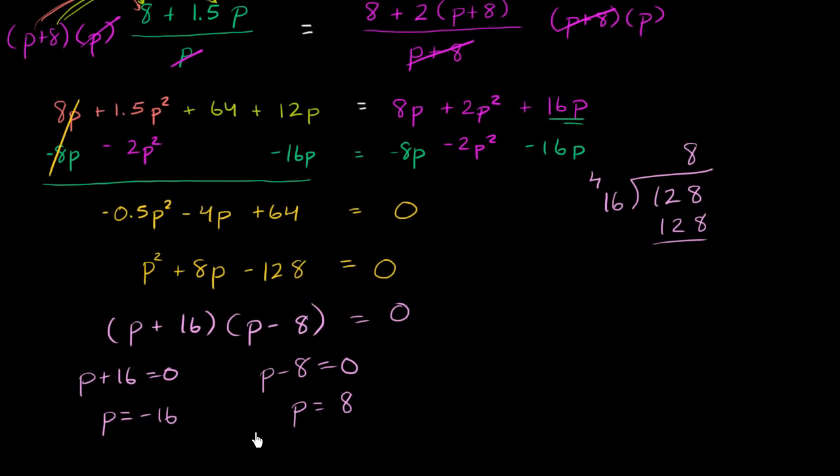Now, we're talking about a number of pizzas made. So this one doesn't apply. This would be like Dominique eating 16 pizzas or somehow destroying 16 pizzas a day. We're not interested in that solution.